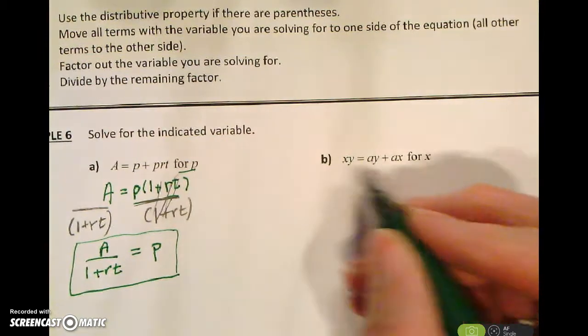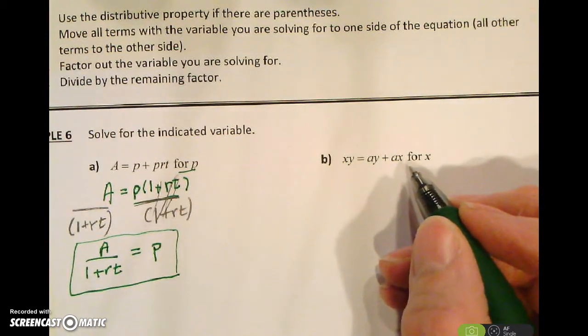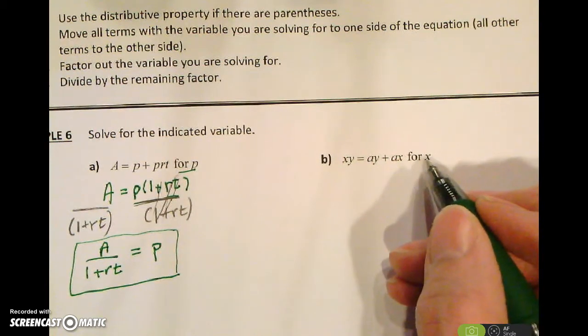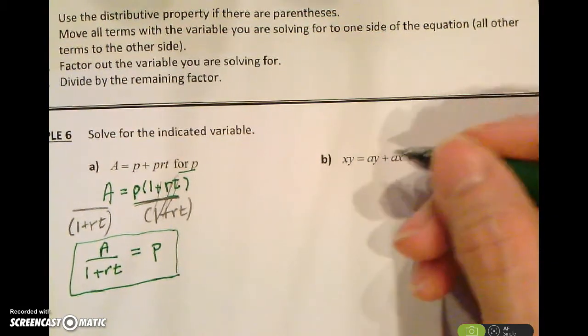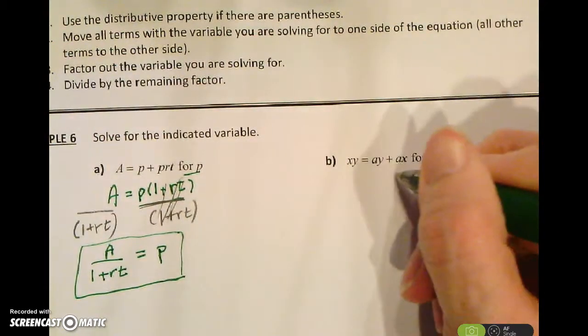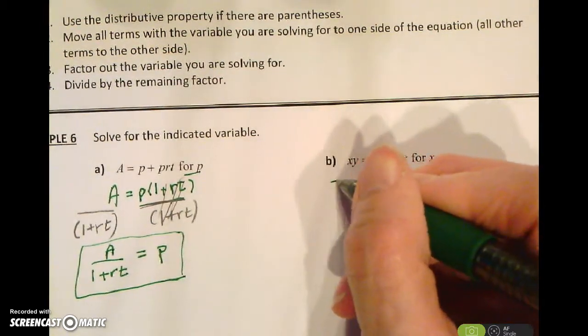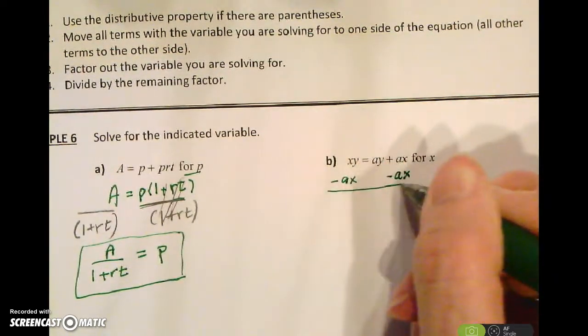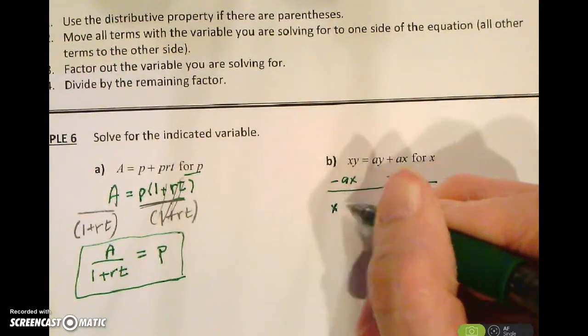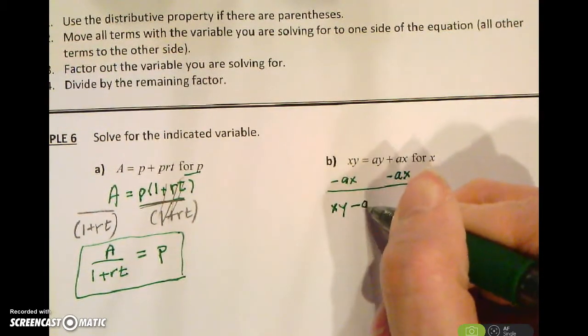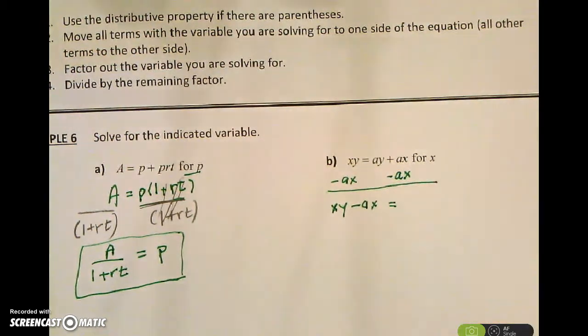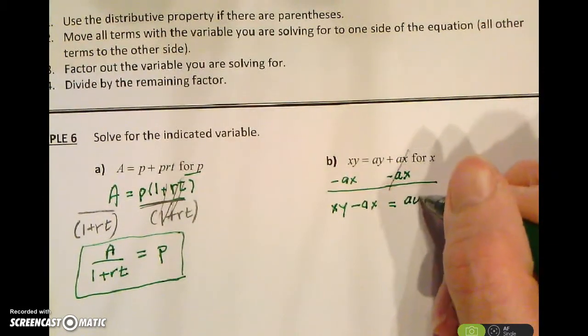Example B. Again, there are no parentheses to eliminate. This time I'm solving for X. I see A's on both sides, but I'm solving for X, so I want to get all the X's on the same side. I've got an X over here, so I'm going to subtract this term. I'm going to subtract minus AX from both sides. When I do, on the left side, I get XY minus AX. On the right side, the AX subtracts out, and I'm left with A times Y.